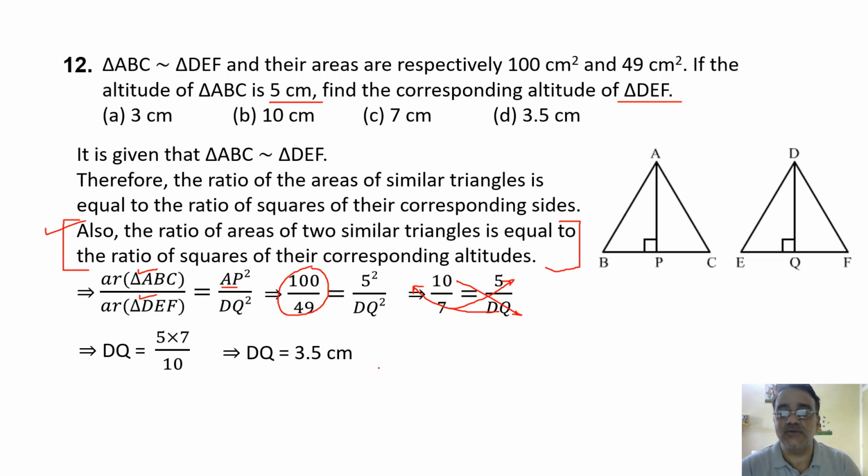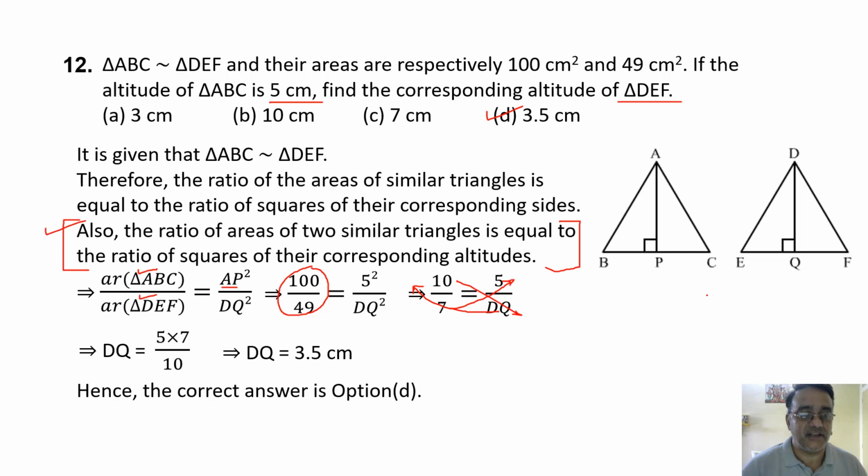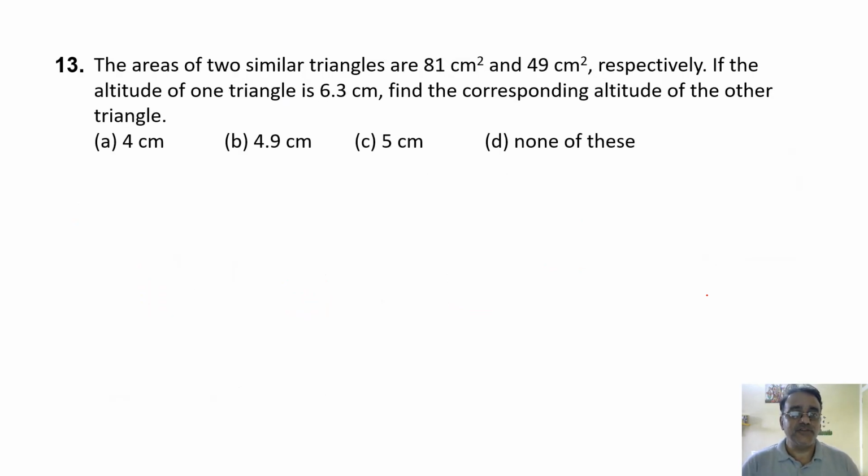Which option is the correct one? Option D, 3.5. Right. So total 20 questions are there. So another 8 questions are there. So let us move toward question number 13.